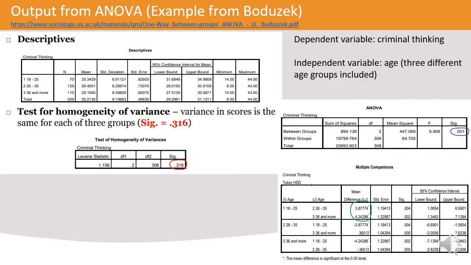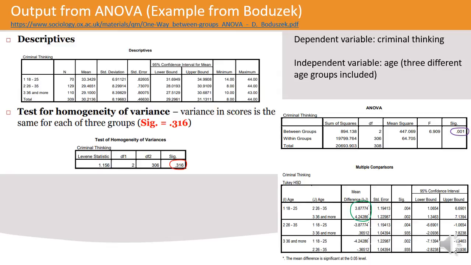This slide provides an example of the output that is generated by SPSS when you run an ANOVA. The dependent variable in this study was criminal thinking, and the independent variable is age. 3 different age groups were included. As with the t-test, the software will generate all your descriptive statistics, and it will also conduct all the assumption tests that you have selected, for example, Levene's test.